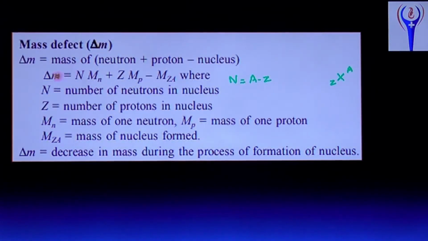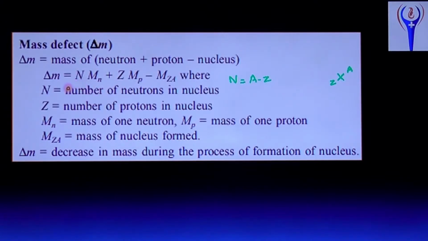Mass defect. Mass defect is the difference between the mass of the nucleons and the mass of the nucleus. Actually, neutron and proton combined form the nucleus, but the mass of the nucleus is less than the mass of the protons and neutrons. The difference in mass between the nucleus and its constituent particles, neutrons and protons, is called mass defect. That is equal to delta M.